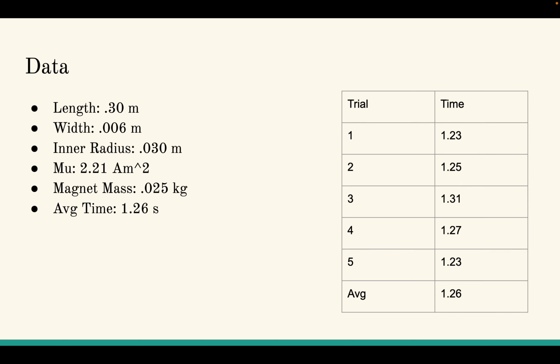you can see here. So the length of the magnet was 0.30 of the tube. The width was 0.006. The inner radius was 0.03. Mu was 2.21, and the magnet mass was 0.025.